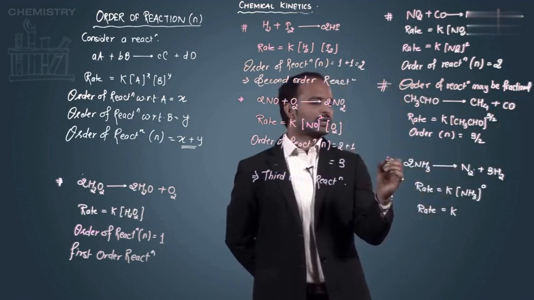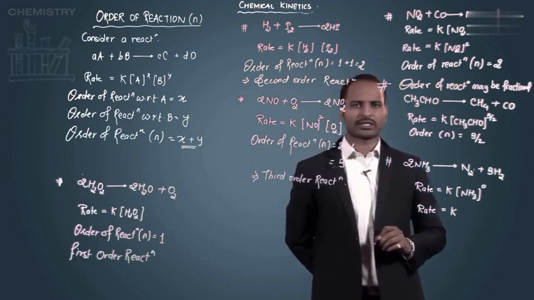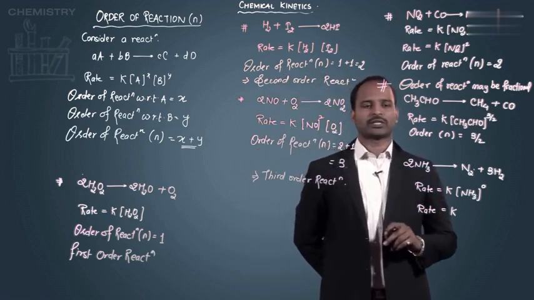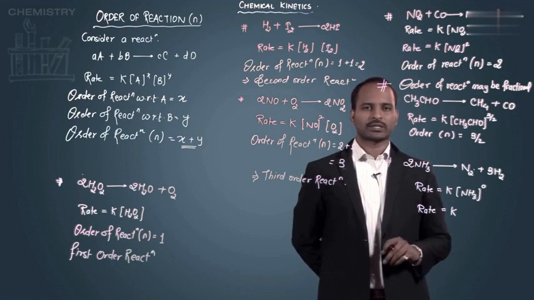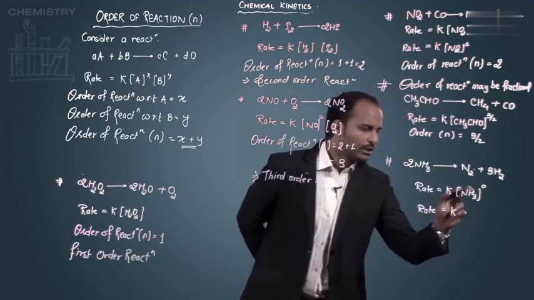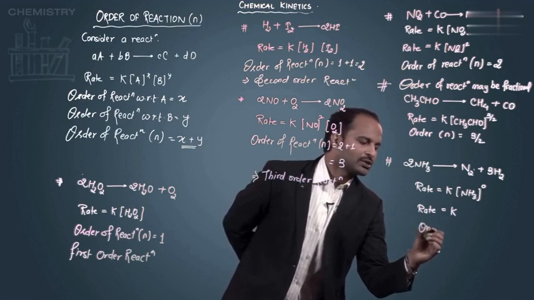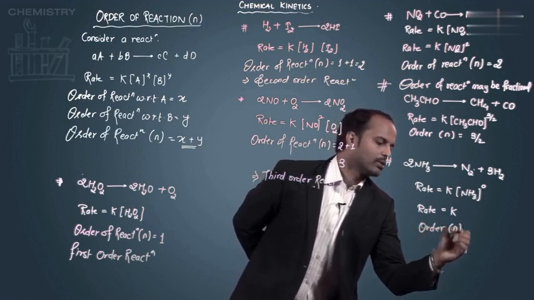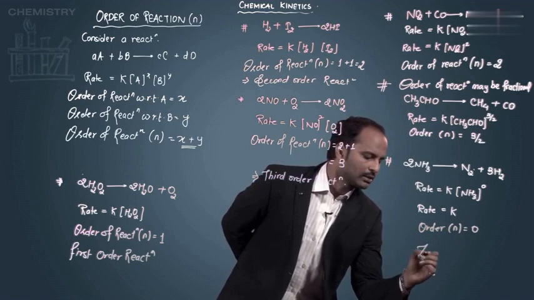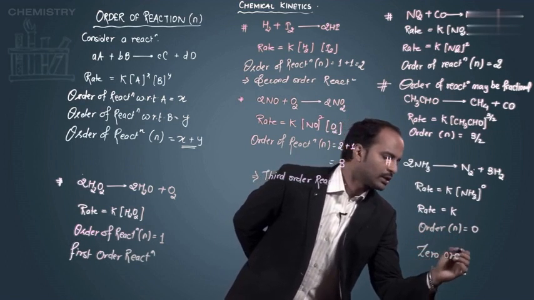Now this example, 2 moles of ammonia is giving N2 plus 3H2. I wanted to know the order of this reaction. So rate is equal to K into NH3 raised to 0, that is rate equal to K. There is only one reactant and that also having a power 0. So such reactions' order is 0, and such reactions are called zero order reactions.